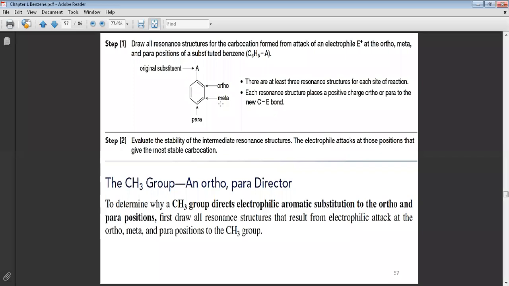Step number 2, evaluate the stability of the intermediate resonance structures. Is the resonance structure stable or not, more stable or not? The electrophile attacks at those positions that give the most stable carbocation. What does this mean? I will explain. Look, we will take, for example, the methyl group, the CH3 group, an alkyl group. We said before that it is an ortho-para director, not meta.